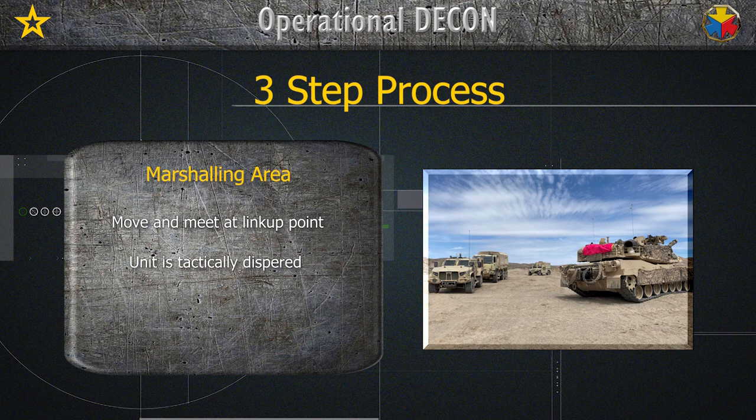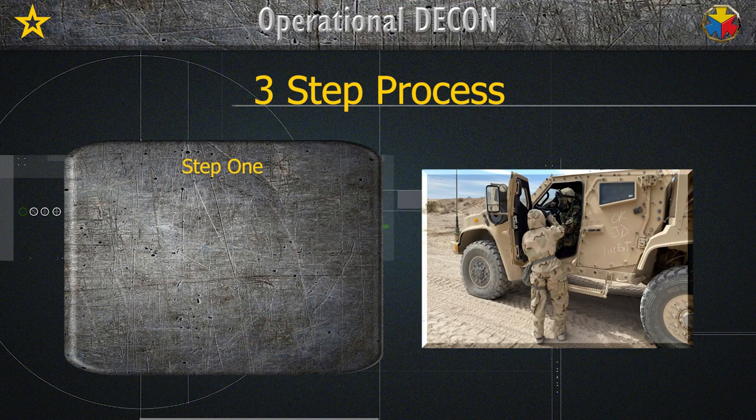The unit is tactically dispersed, and personnel at the control point direct movement, supervising the preparation of vehicles and movement out of the assembly area. Step one of op decon involves buttoning up the vehicle and equipment. The contaminated unit conducts preparatory actions in the pre-decon marshalling area.